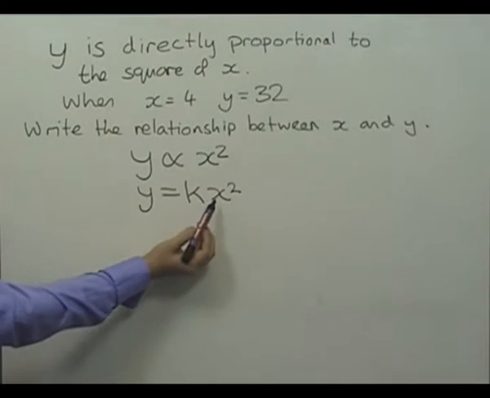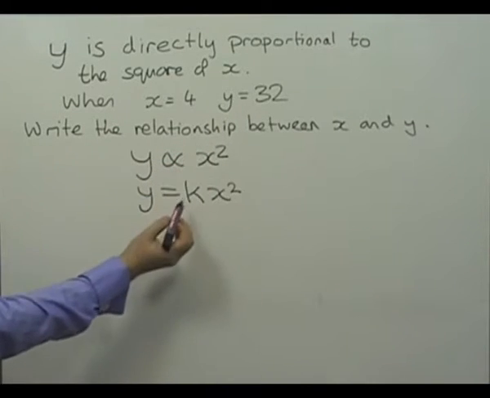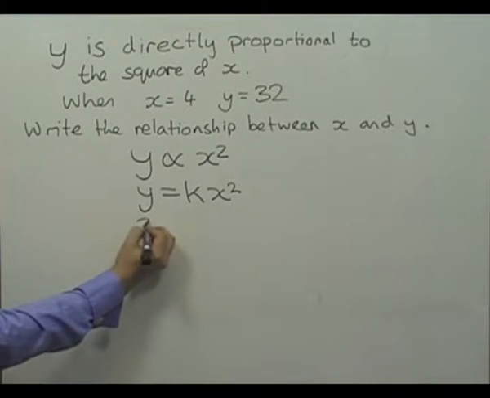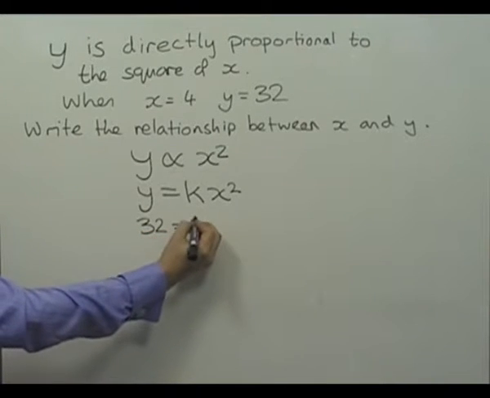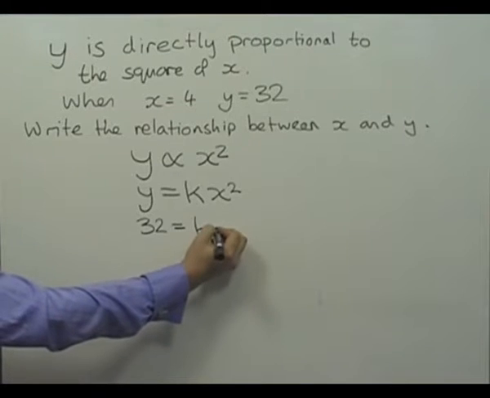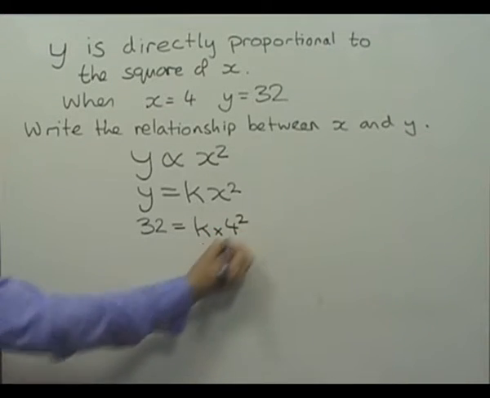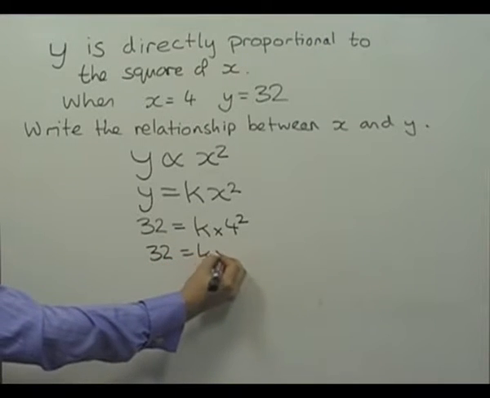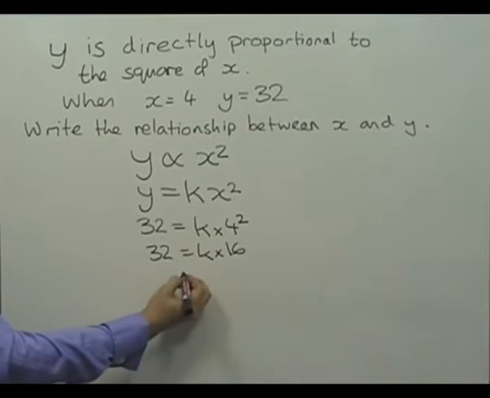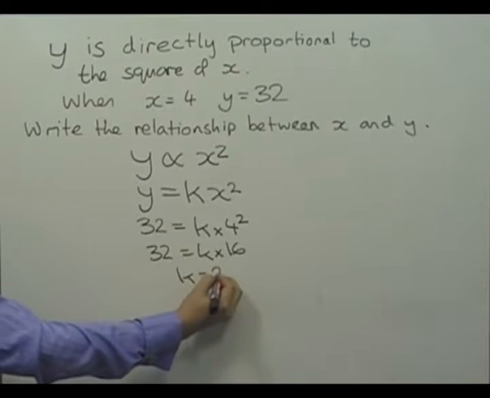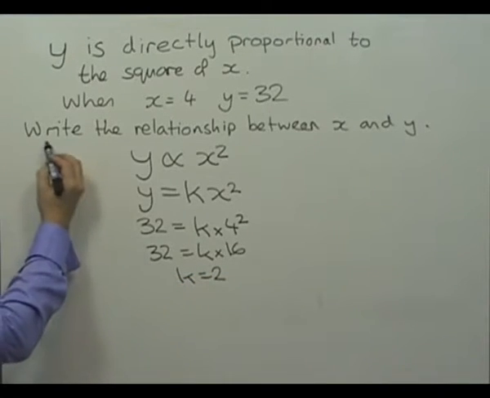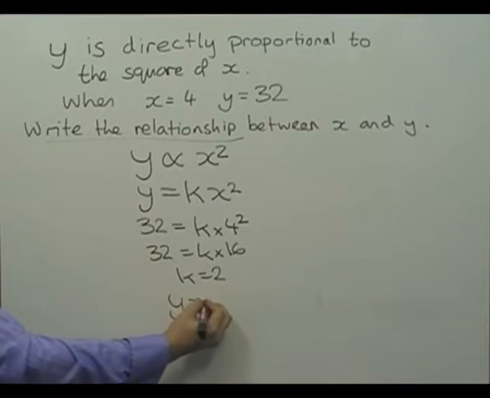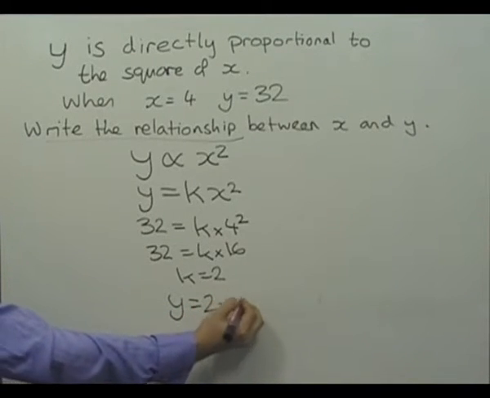Then, like last time, you have to substitute the values you have to figure out what the constant of proportionality is here. So we have 32 is equal to something times 4 squared. Working this out, we get 32 equals k times 16. So k must be 2. Therefore, in order to answer this, write the relationship. It's going to be y is equal to 2 times x squared.